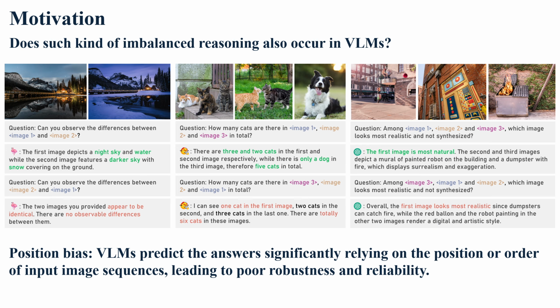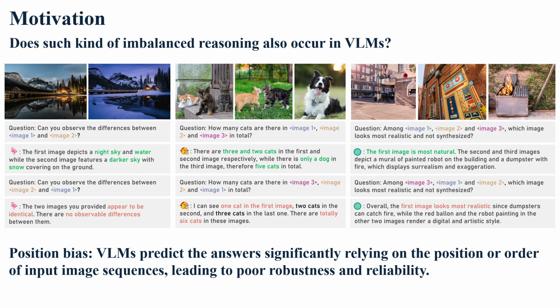So our question is: does this kind of imbalanced reasoning across different positions of input also occur in vision language models? Here we have three failure case examples with different vision language models. For the first one, we ask OpenFlamingo to describe the differences between two images captured in the same place but at different times.